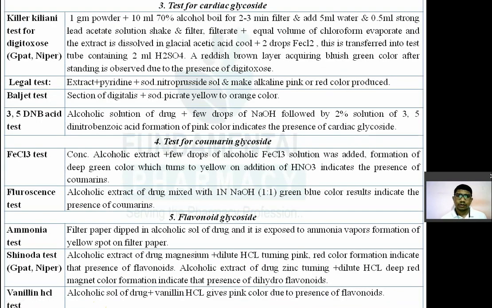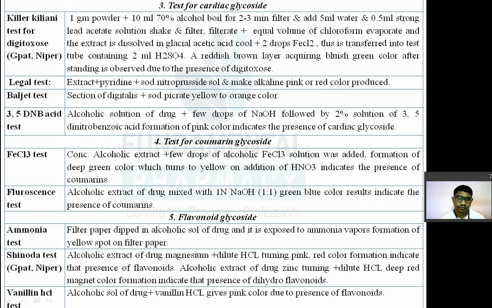Now we will see tests for cardiac glycosides. Questions have already come on this. So what are the different tests for identification of cardiac glycoside? First test is the Keller-Kiliani test for digitoxose. It is a specific test for a specific sugar found in cardiac glycosides, that is digitoxose. Then Legal test is there. Then Baljet test is there, and 3,5-dinitrobenzoic acid test is also there. So these are the tests for cardiac glycosides.